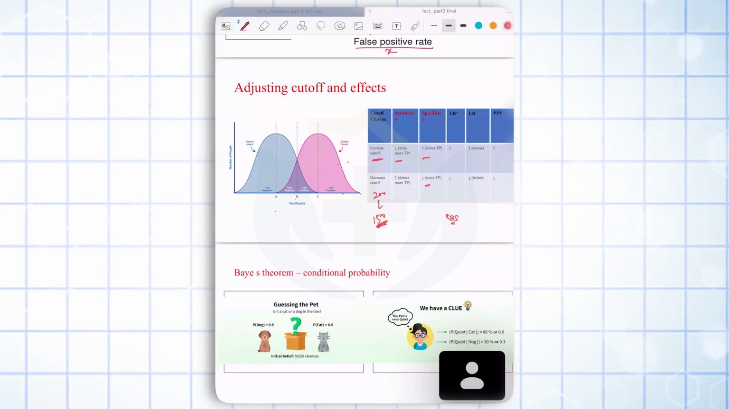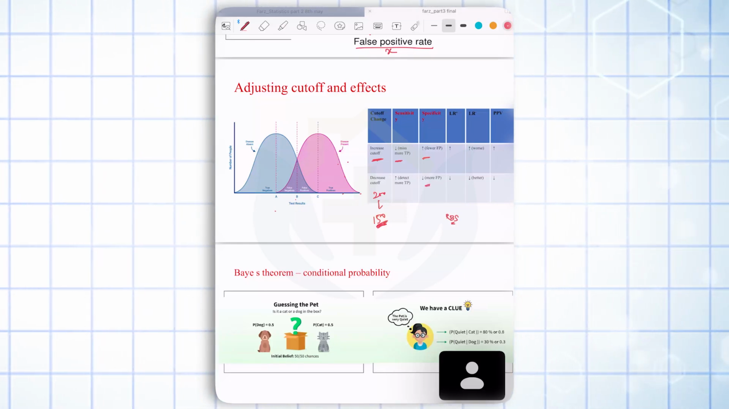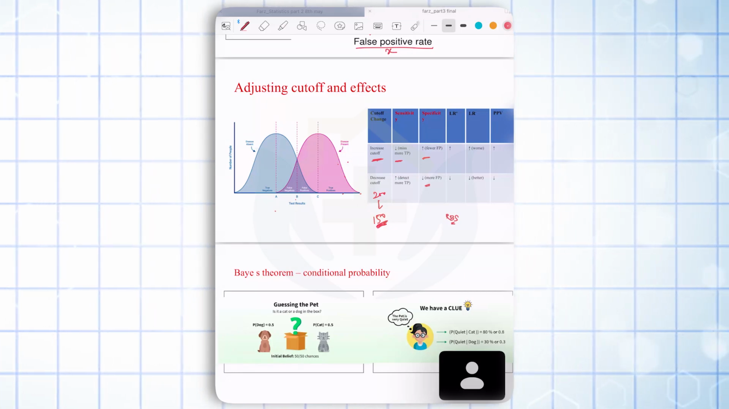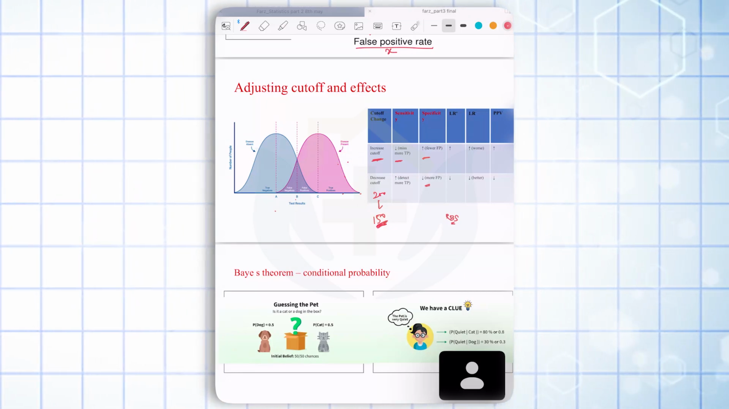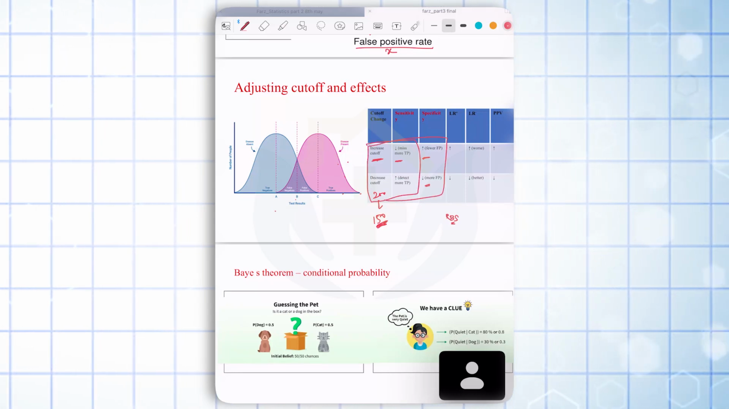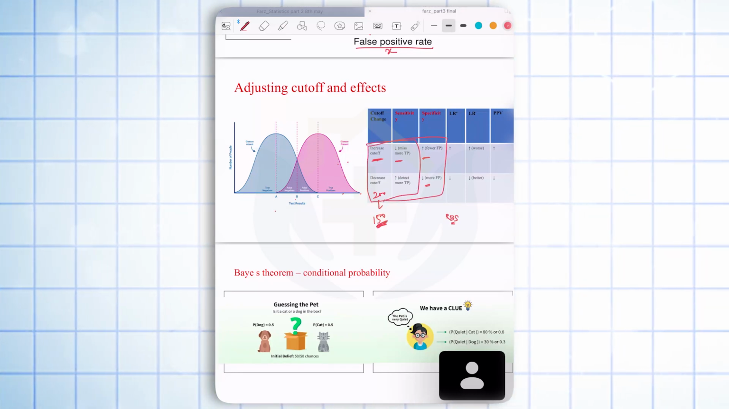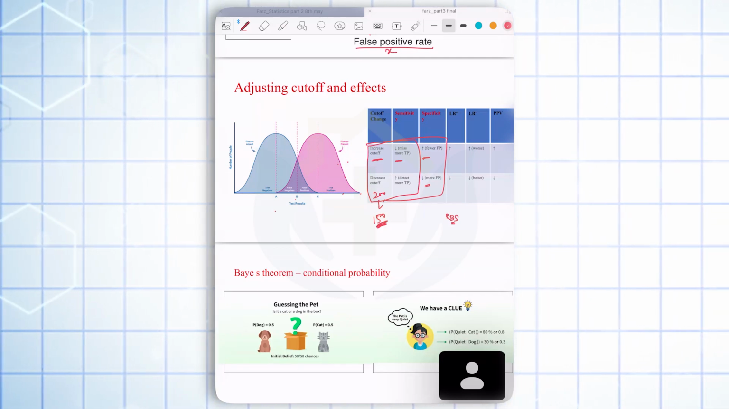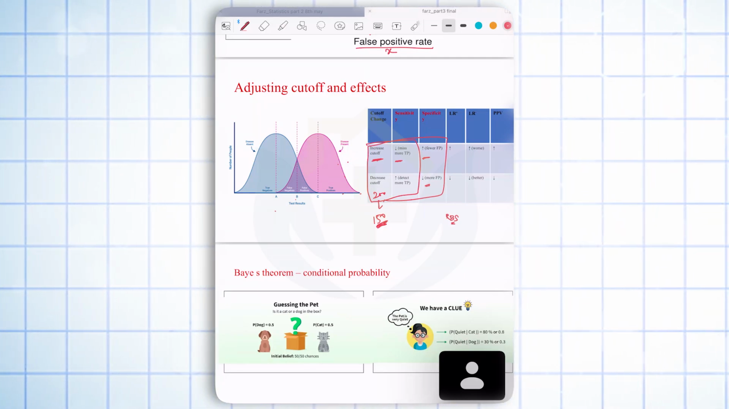So when will you lower the cutoff? When you think the disease is very detrimental, that you don't want to miss the disease, then you decrease the cutoff. Okay, so you just remember these alone. Nothing else. These four columns, 3 into 2. Once you increase the cutoff, the sensitivity is going to decrease, but the specificity is going to increase. It is vice versa. Okay, fine.